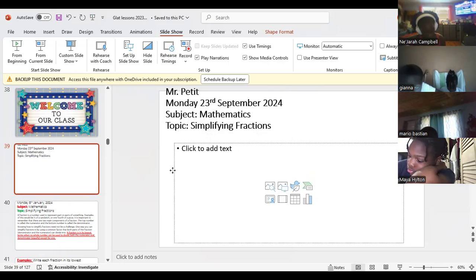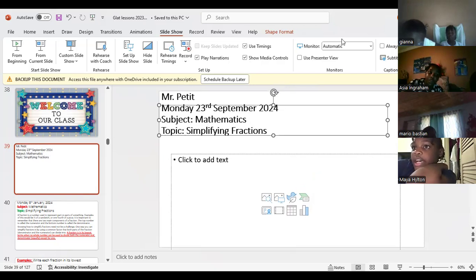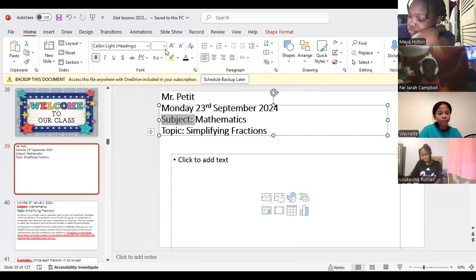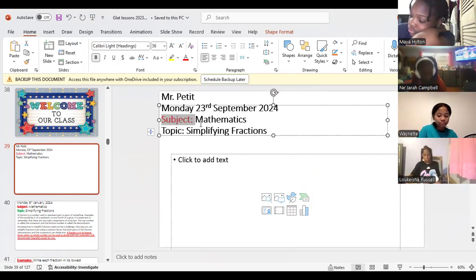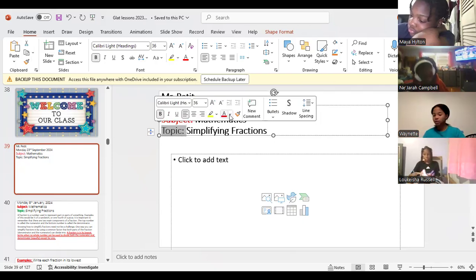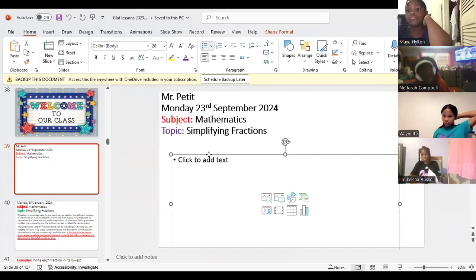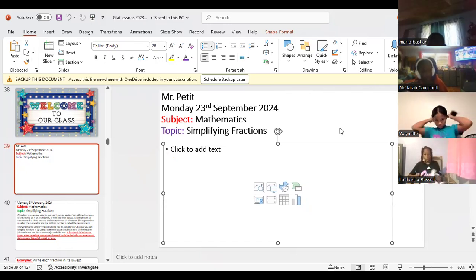Now, how many persons in here have ever done fractions before? Lynette, have you done fractions before? Yes, sir. Okay, good. So when we talk about fractions, the number that is on top, what do we call that number? The numerator. Very good. And the number that's in the bottom? The denominator. Okay, so let's write that.